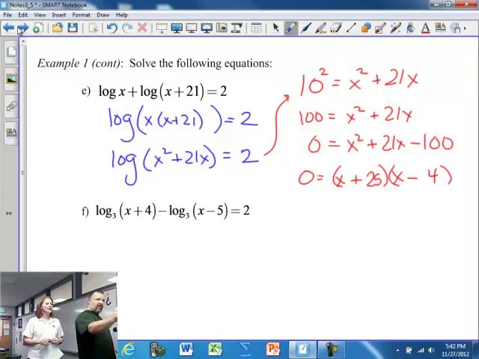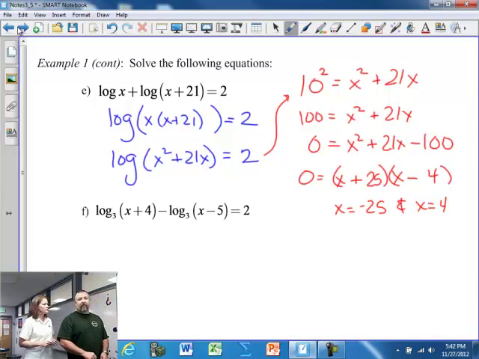Did you pick 25 and negative 4? You're so good at factoring. Okay, so then when we solve, we're going to get x equals negative 25 and x equals 4. But a minute ago, we said we should probably do what with our answers? Check them. Yeah, but we have to check them.